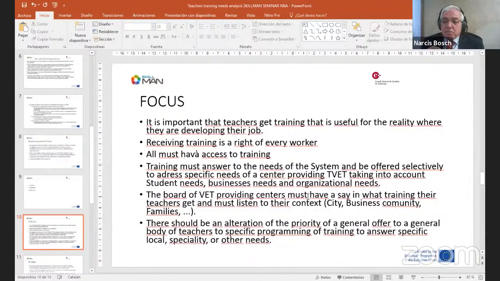The board of the vocational training providing centers must have a say in what training their teachers get and must listen to their context, city, business community, families, and so on. There should be an alteration of the priority from a general offer to a general body of teachers to a specific programming of training to answer a specific local speciality and other needs.